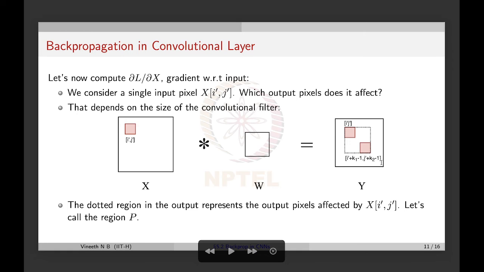If k1 and k2 is my filter size, right? So starting from here, it will only affect a region of k1 cross k2 and not anything more, because this pixel does not contribute to the output at the rightmost corner in Y, right? It does not. If W is a 3x3 filter, at max it will contribute to 3x3 values in Y around that region. Does that make sense?